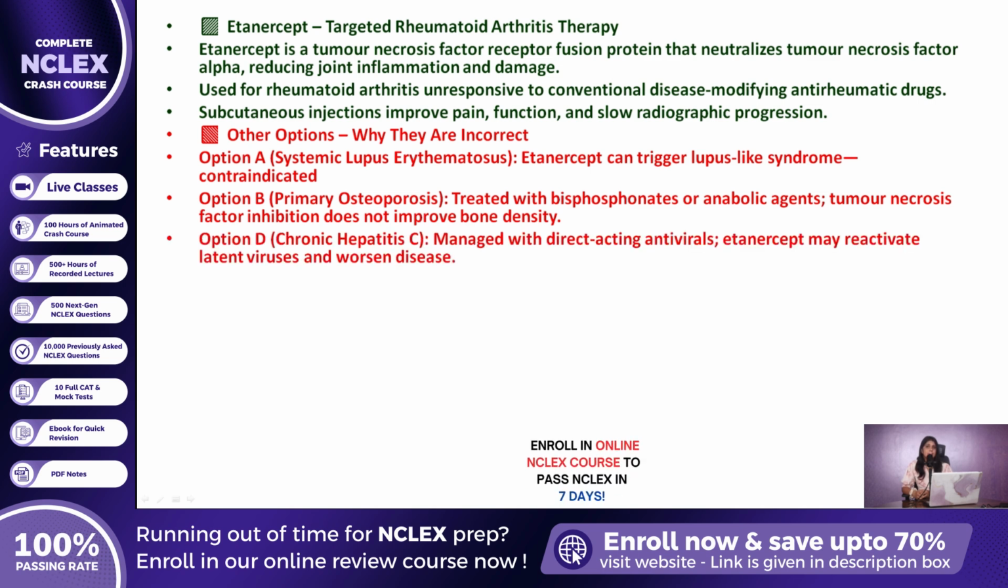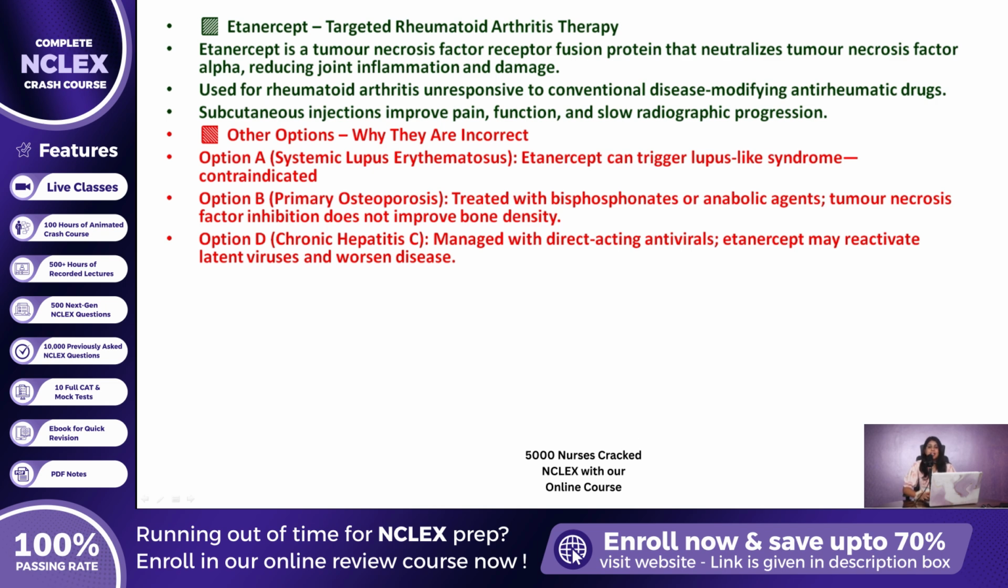Option D, chronic hepatitis C infection, is managed with direct-acting antiviral combinations that inhibit viral protease, viral polymerase, or non-structural protein 5A replication complexes. Etanercept modulates host immune signaling and carries a risk of viral reactivation, rendering it useless and potentially harmful for treating hepatitis C.